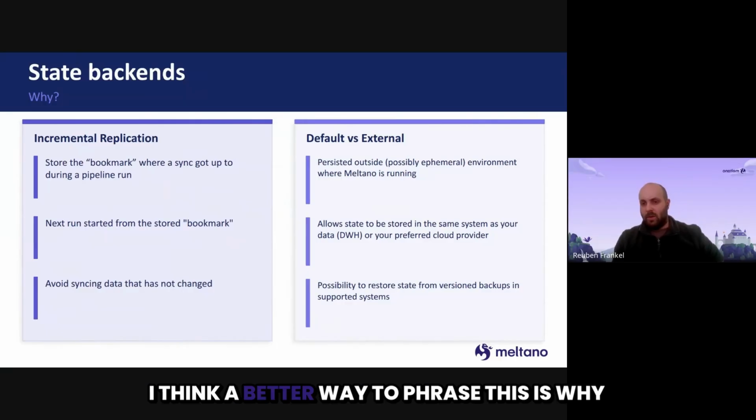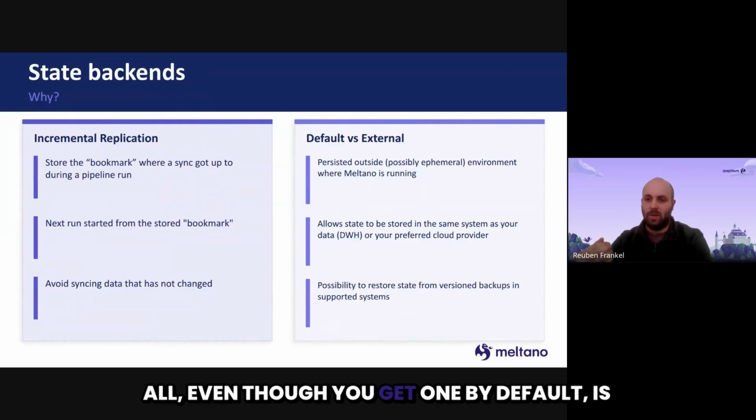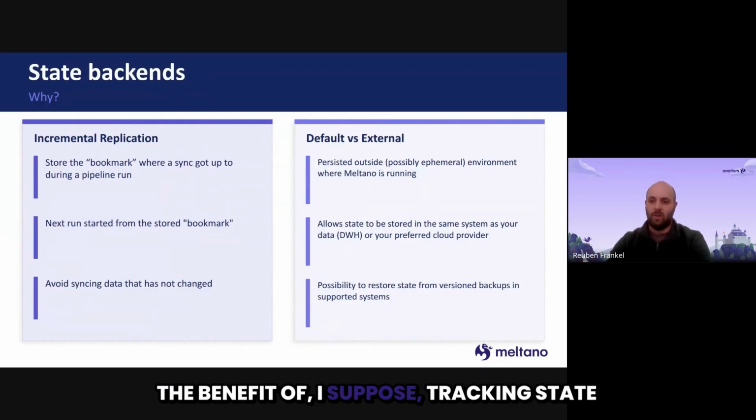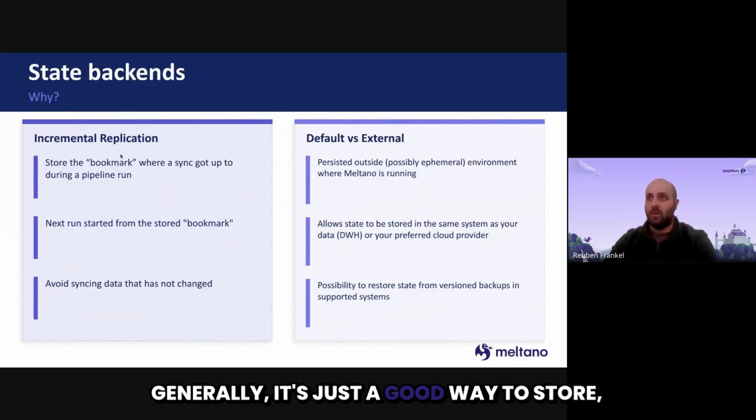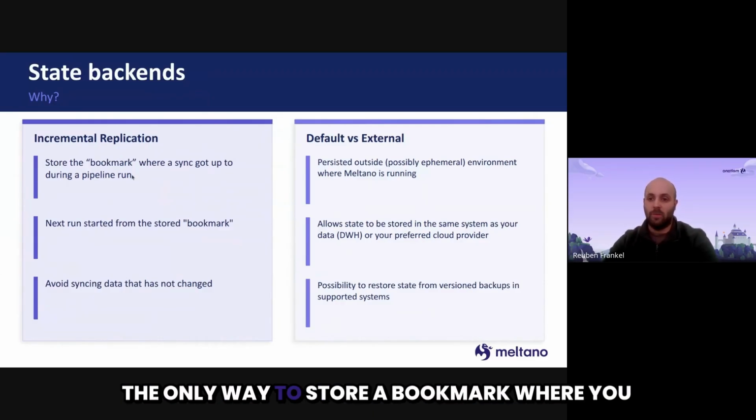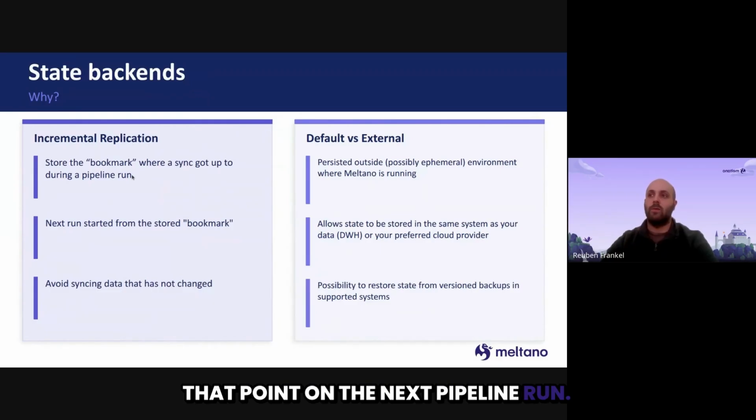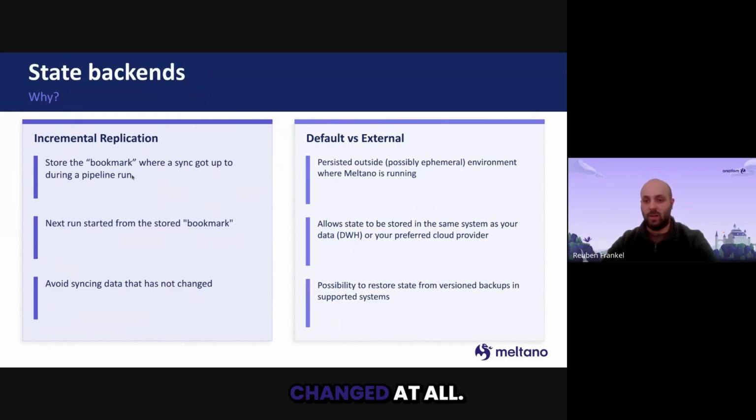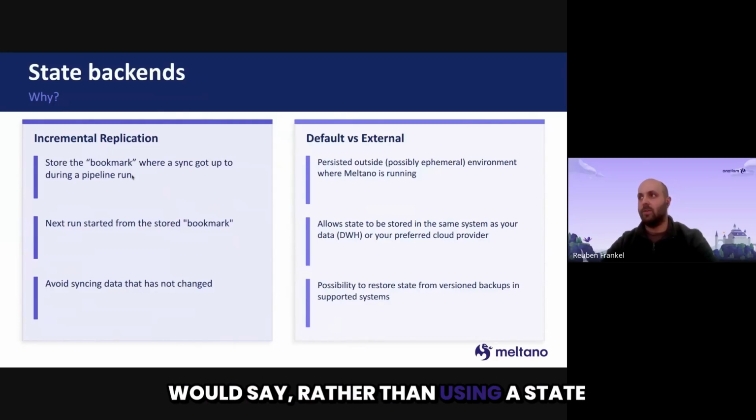Okay, so the next slide is why would you want to use a state backend? I think a better way to phrase this is why would you want to use a state backend at all, even though you get one by default? What is the benefit of tracking state generally? It's the only way to store a bookmark of where you got up to during a sync and resume from that point on the next pipeline run, so you avoid syncing data that hasn't changed at all. That's more just the benefit of state, I would say, rather than using a state backend.